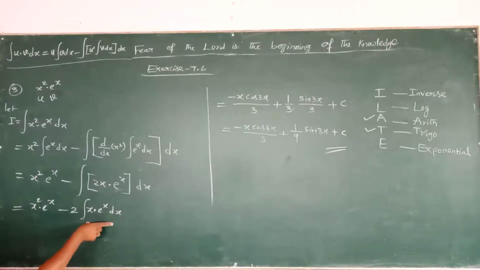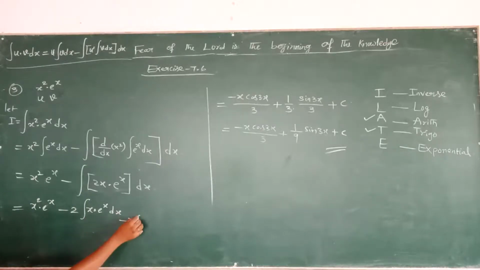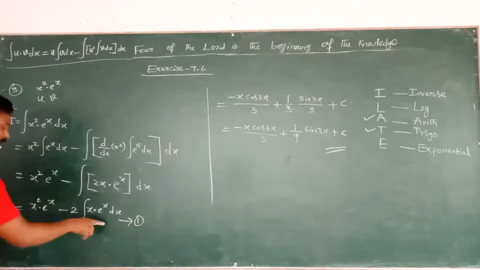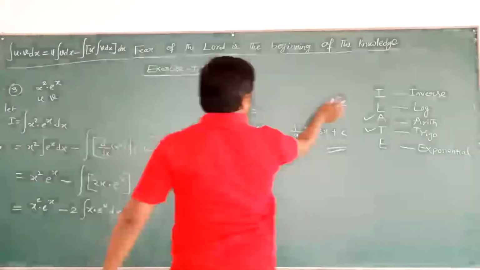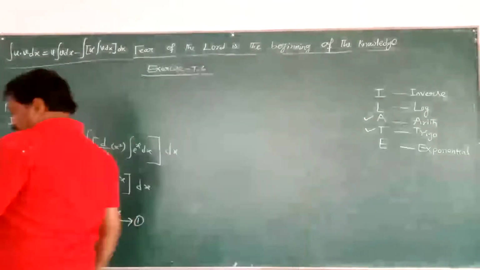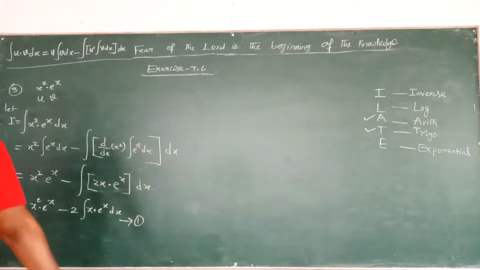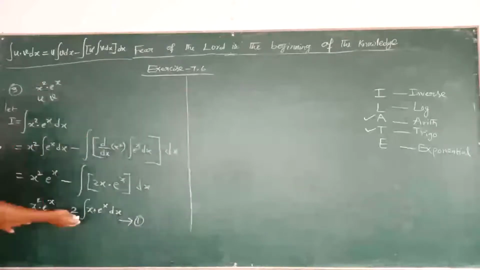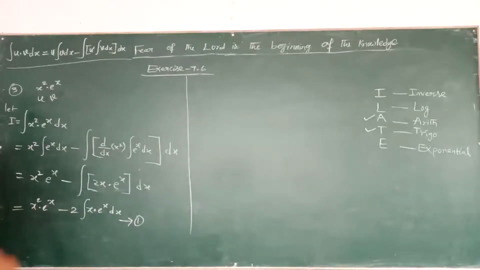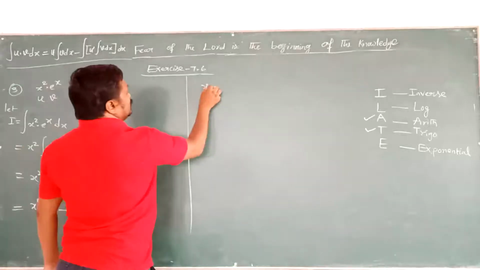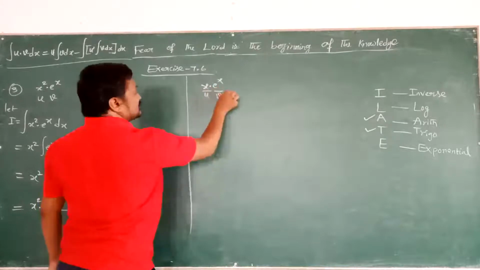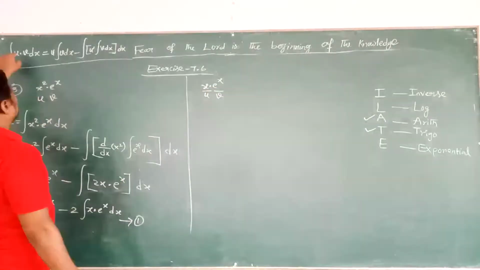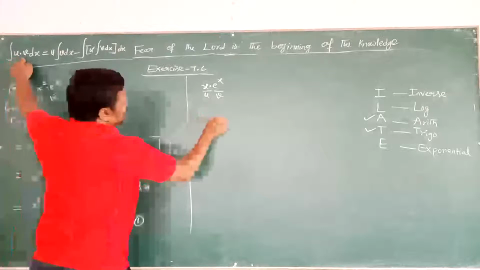Now again you need to apply the UV formula. So now this gives us equation number 1. Now for this we need to solve. So let us see how we will solve. Till this we found one, another equation we have to find out now. So x into e power x. So x is u, e power x is v. Now let us apply this formula. Integral x into e power x dx.